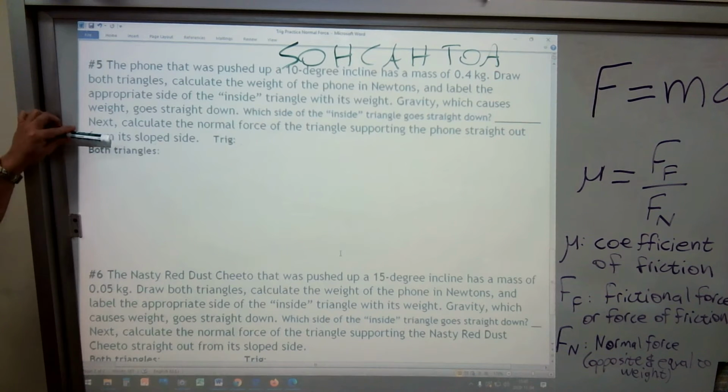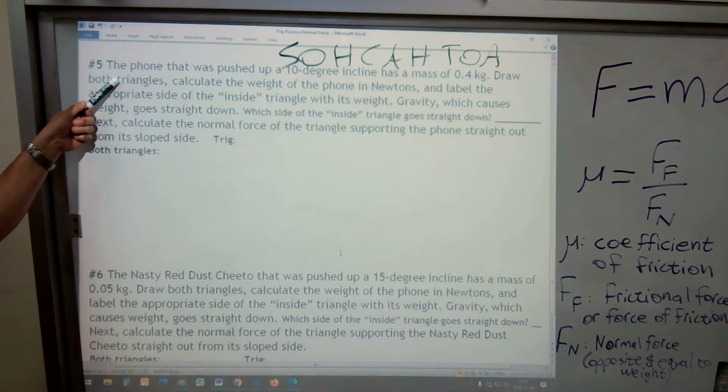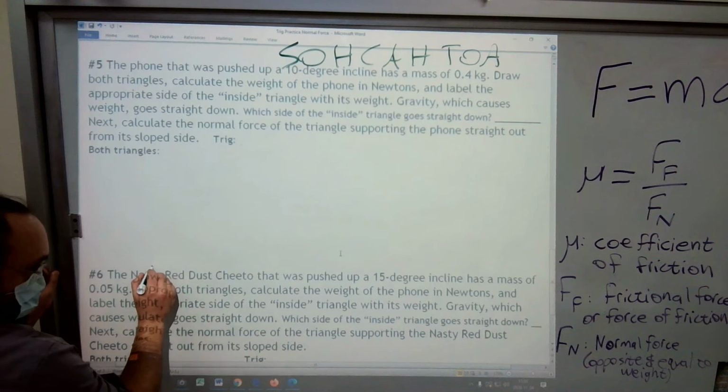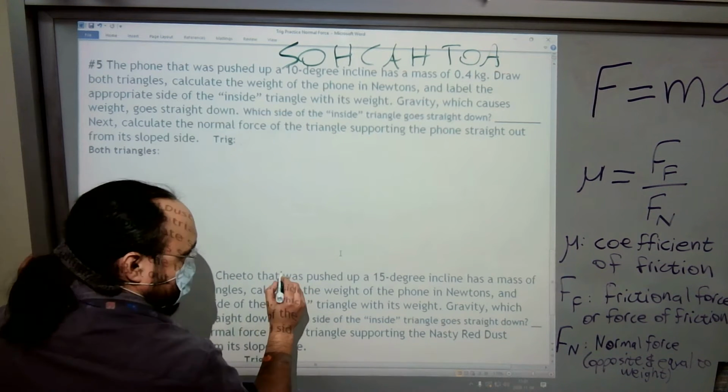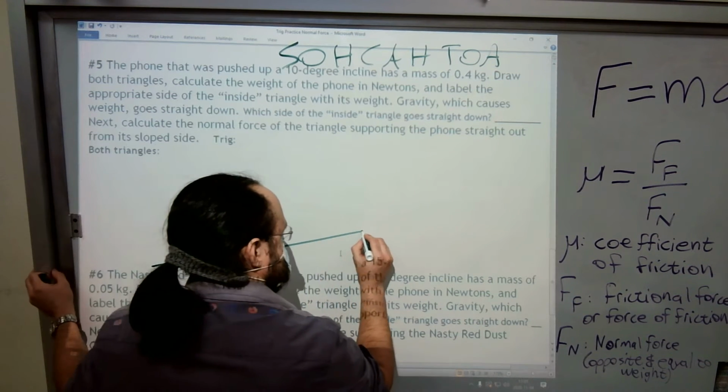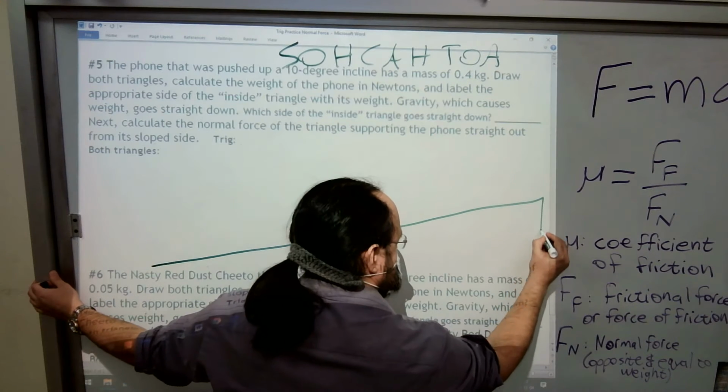So it'll give you a question. You'll need to draw the triangle, including the inside triangle. That's what it means by draw both triangles here. Here we go. I'm going to draw my triangle. It says a phone that was pushed up a 10-degree incline has a mass of 0.4 kilograms. So I'll do my best to draw a 10-degree incline here. Let's see. 10 degree? Here we go. 10-degree incline.